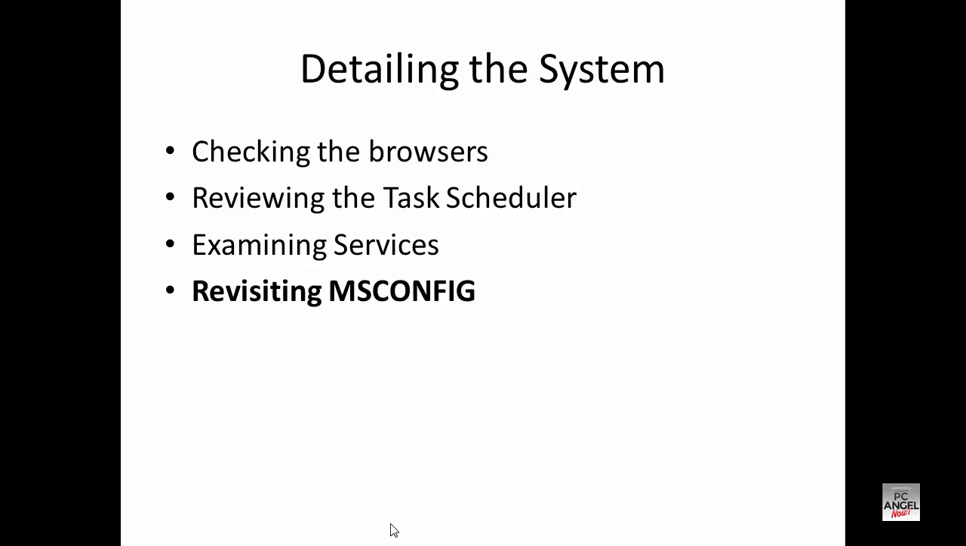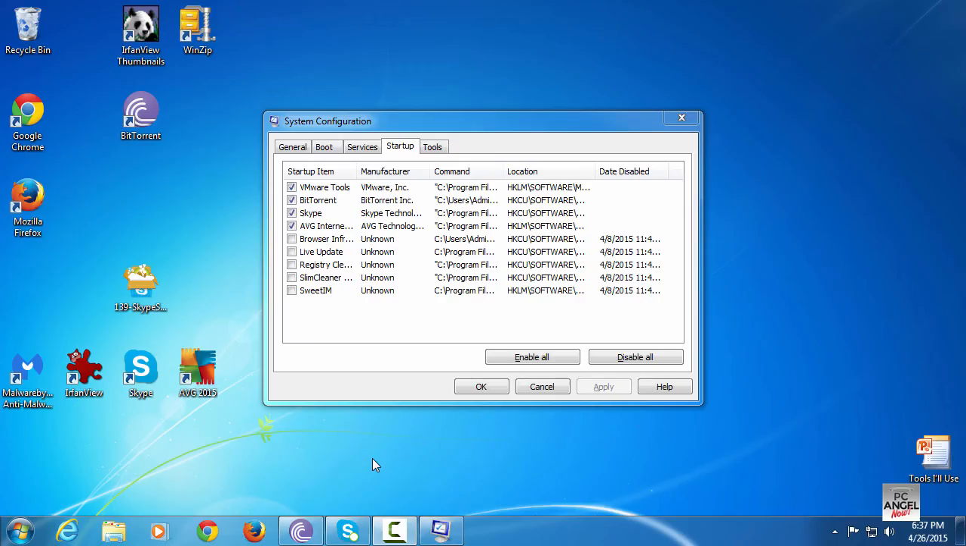The last step in detailing the system is rechecking msconfig. I want to make sure that I and the scanners didn't miss anything. After starting msconfig, I selected the Startup tab. Everything looks great. I'm going to disable BitTorrent.